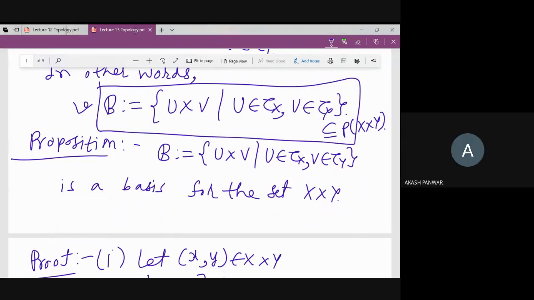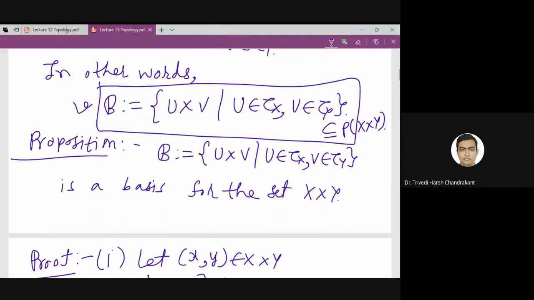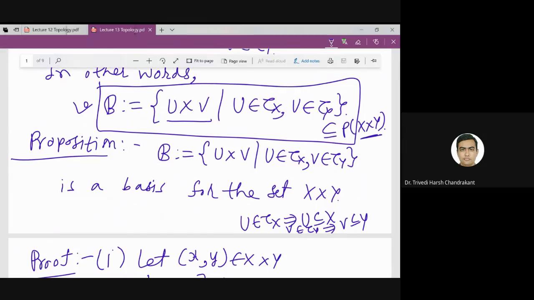It is clear, right? Because U belongs to tau X, U belongs to tau X means U is a subset of X. Similarly, V belongs to tau Y, that means V is a subset of Y. And U is a subset of X, V is a subset of Y, then U cross V is a subset of X cross Y. So this is a family of subsets of X cross Y.